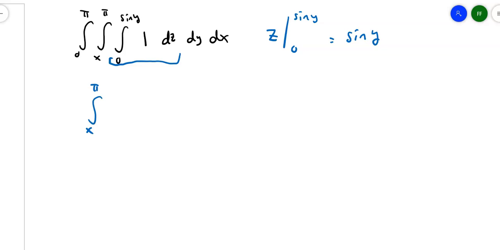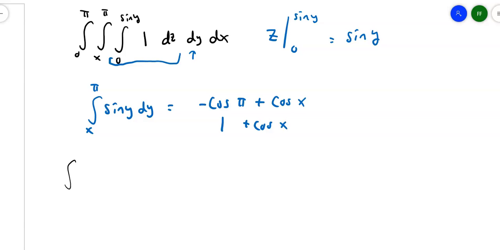We'll go from x to pi of the sine of y dy. The antiderivative of sine is negative cosine, so I get negative cosine of pi minus a negative cosine of x. So the cosine of pi is negative 1, so negative negative 1 is positive 1, plus the cosine of x. And now I'm going to integrate that from 0 to pi.